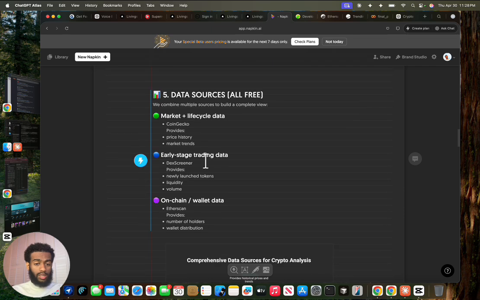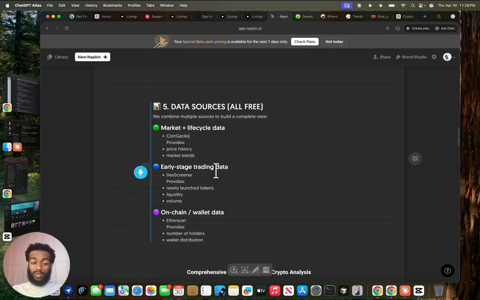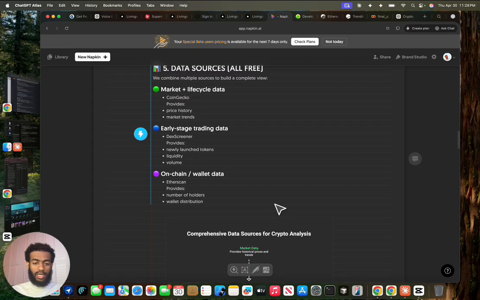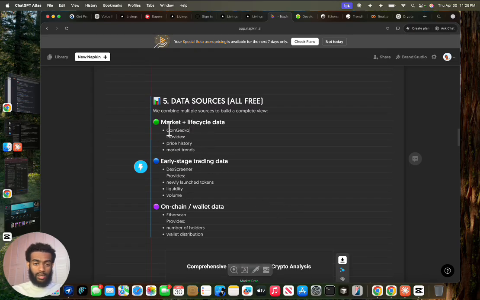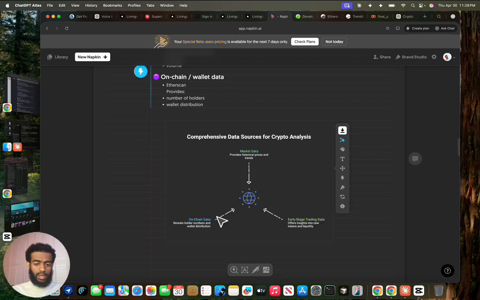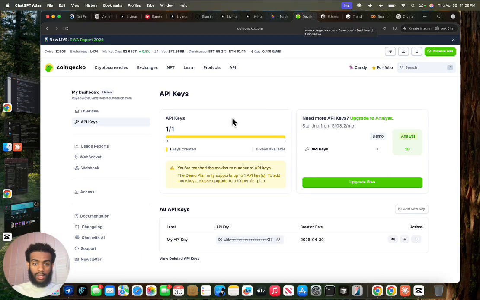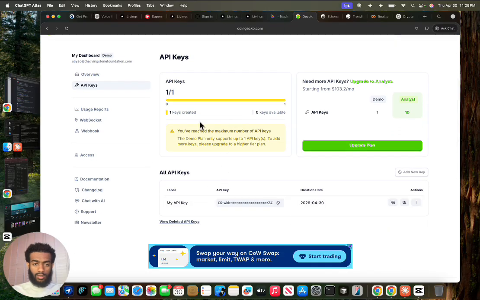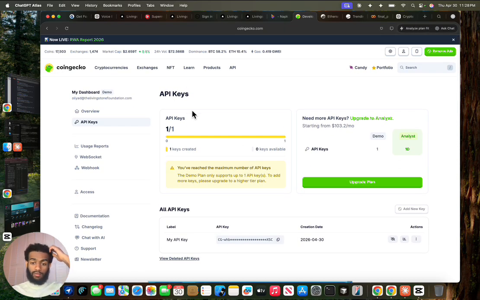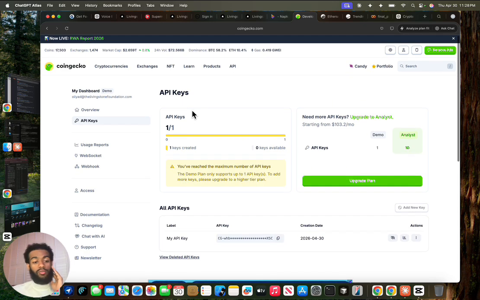So I'm going to collect the data. This is, I feel, the most interesting part for me, because collecting the data was not as easy. I have to use the CoinGecko API, the DexScreener API, and the Etherscan API, and I used all of those APIs to collect the data. You can see here, I created an account and got an API key and everything. But I used the free version.